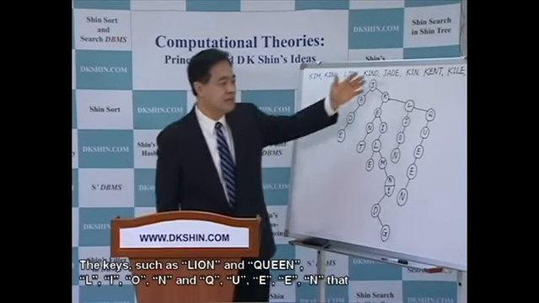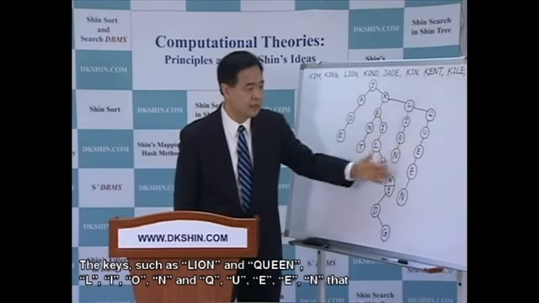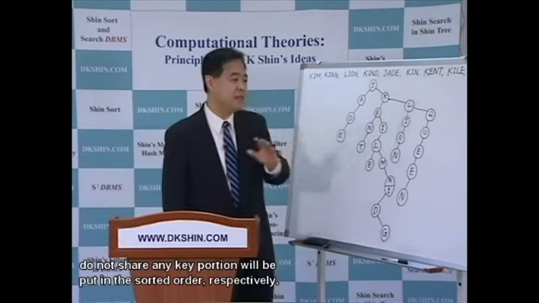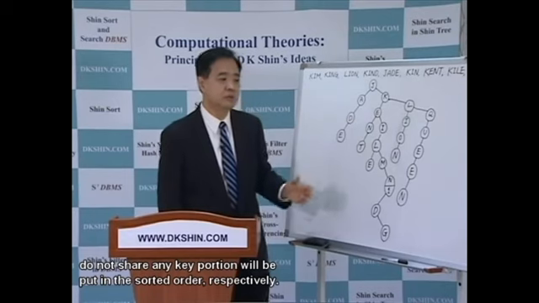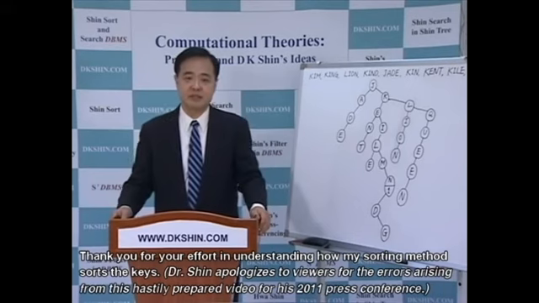The keys such as lion and queen, L-I-O-N and Q-U-E-E-N, that do not share any key portion will be put in sorted order respectively. Thank you for your effort in understanding how my sorting method sorts the keys.